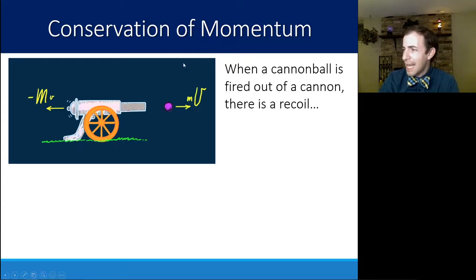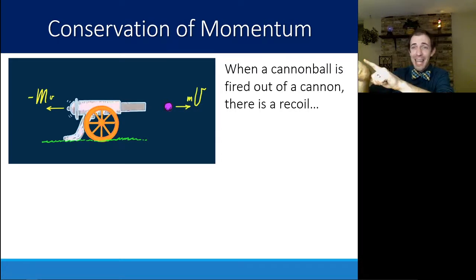So if this cannonball has momentum going one way, the cannon has to have an equal momentum going in the opposite direction for it to cancel out the momentum of the cannonball. Well, that doesn't mean that it's moving off at the same velocity. That would be crazy. If the cannonball fired one way and the cannon fired the opposite direction in the exact same velocity, you would have two dangerous projectiles.